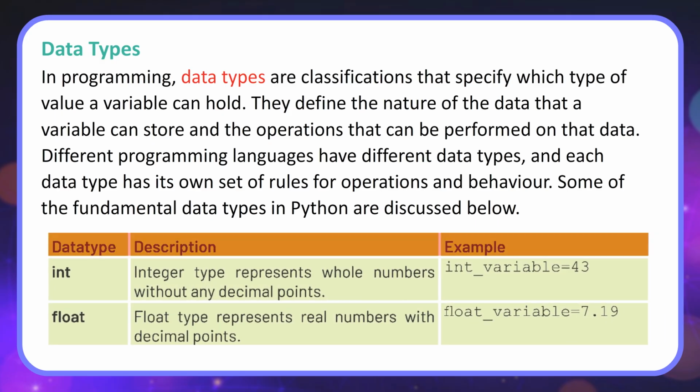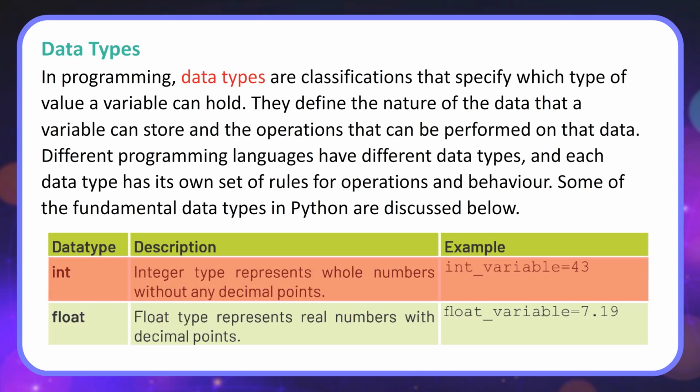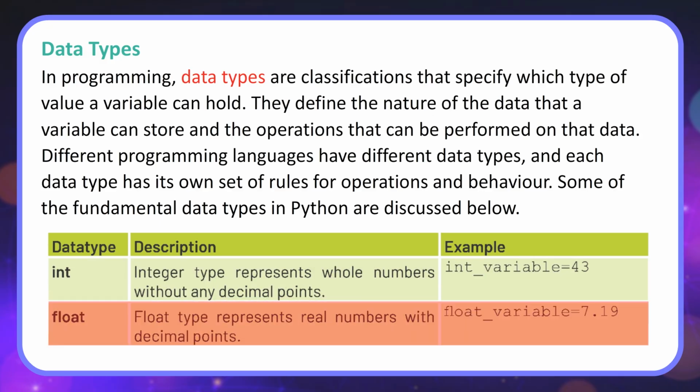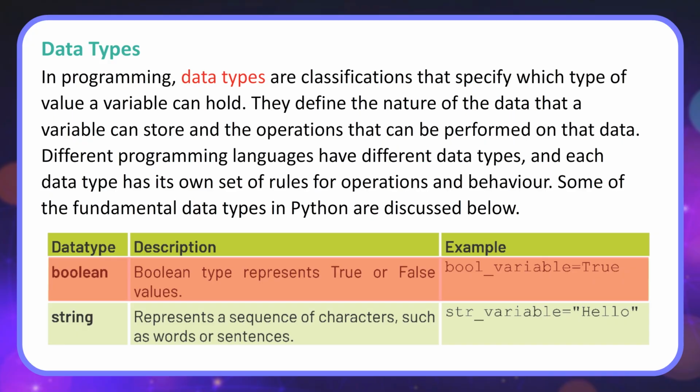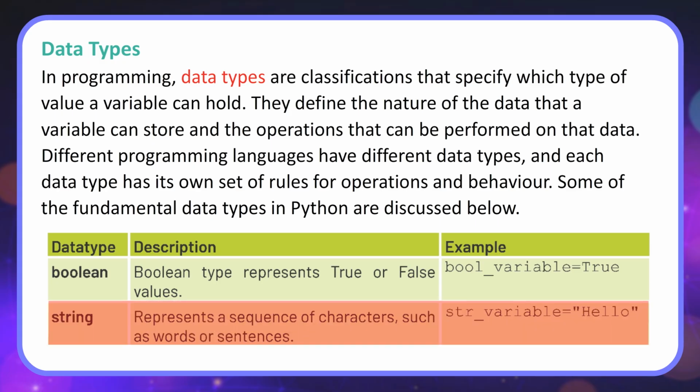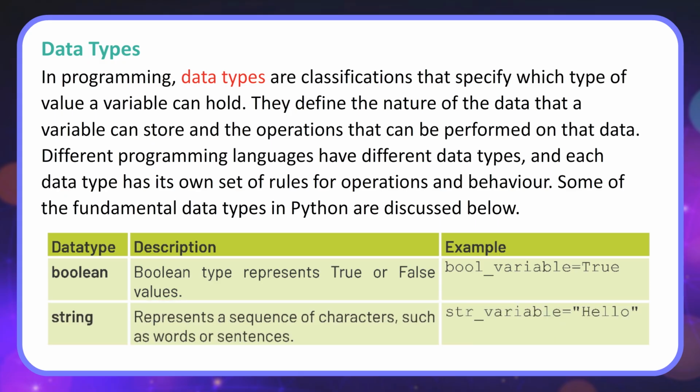Data type, description, example. Int. Integer type represents whole numbers without any decimal points. int_variable = 43. Float. Float type represents real numbers with decimal points. float_variable = 7.19. Boolean. Boolean type represents true or false values. bool_variable = True. String represents a sequence of characters, such as words or sentences. str_variable = "hello".